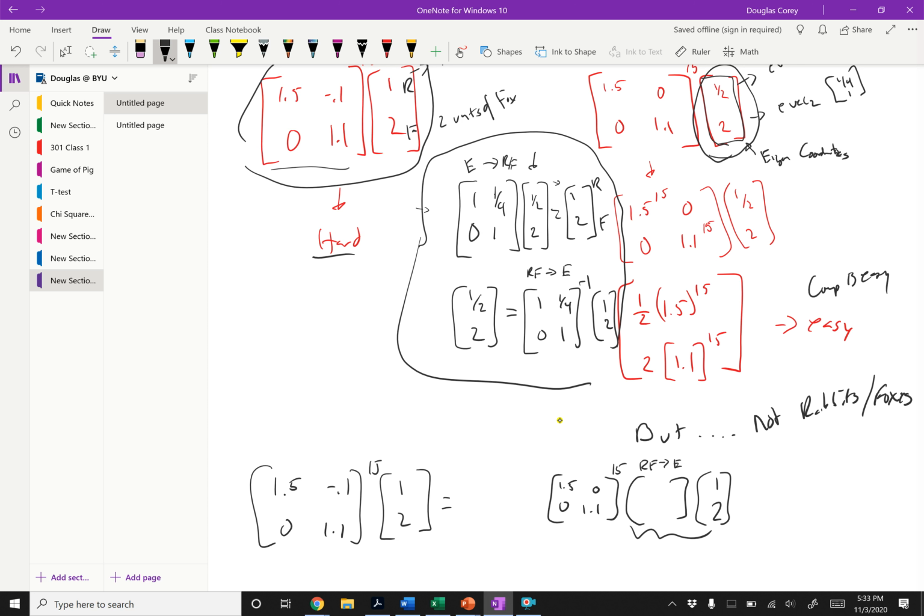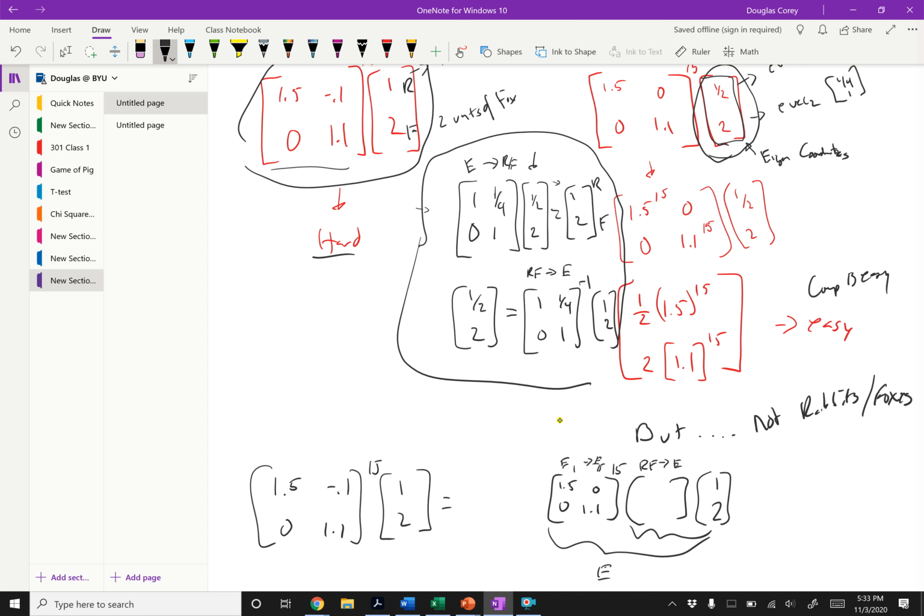I can do the computation very easily with that diagonal matrix. The problem is I'll still be in an eigenspace. All of this will still be eigencoordinates, because this just does eigen to eigen. You give me the eigencoordinates in year 1, I'll tell you what the eigencoordinates are in year 15, but that's not easy to read for us.